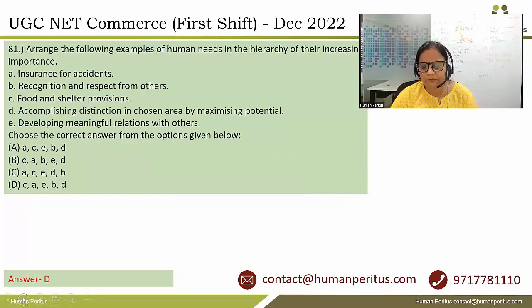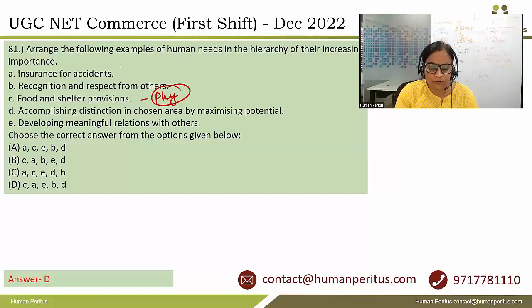Arrange the following examples of human needs in the hierarchy of their increasing importance. So this is an application based question on Maslow's need hierarchy. If we look at the options, food and shelter provision is my physiological need, right? This has to be satisfied first.